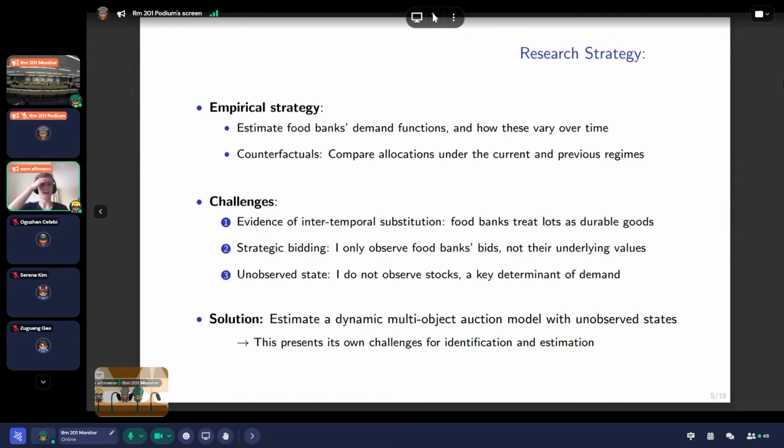I get around this by estimating a structural dynamic auction model allowing for this unobserved state, these unobserved stocks.